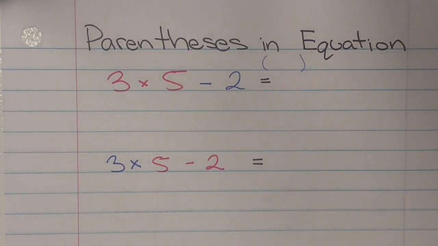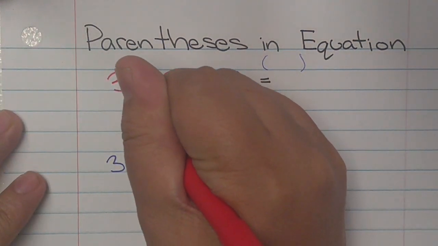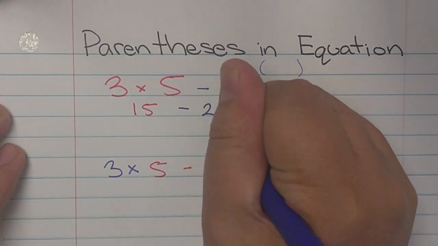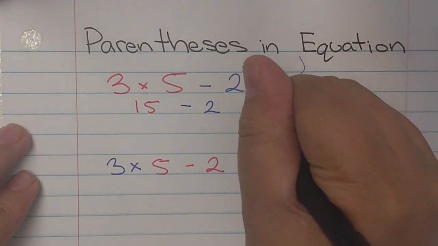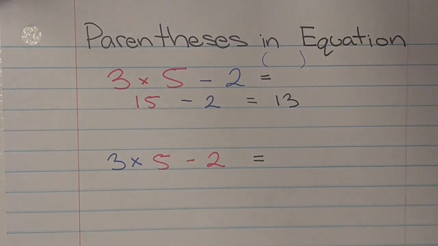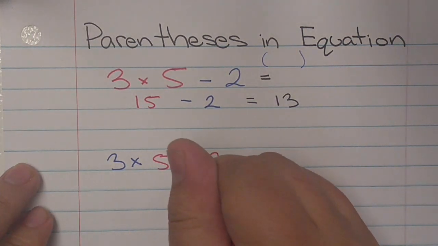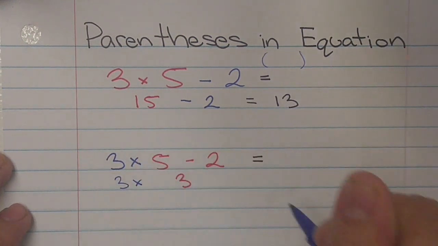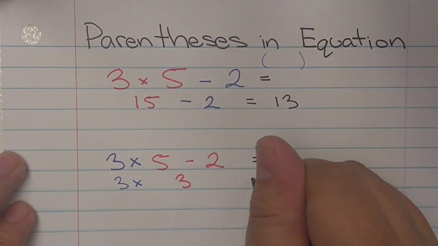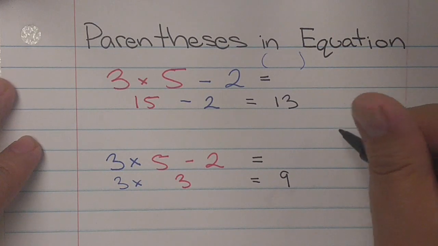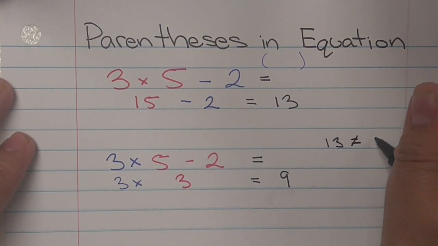So this one, if I'm going to say, hey, 3 times 5 minus 2, let me do the 3 times 5 first. So 3 times 5 gives me 15 minus 2. And that's going to give us an answer of 13. In here, I'm going to do the 5 minus 2 first. So 5 minus 2 is 3. And then the product of 3 times 3 is 9. Now, as you can clearly see here, 13 does not equal 9. It's not even close to being the same.